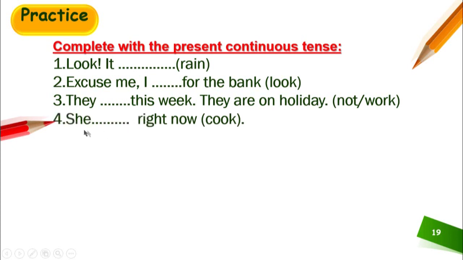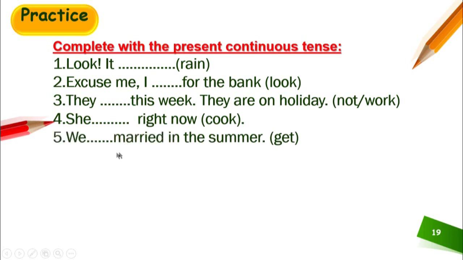Number four: see, right now. Cook. You have to correct the verb cook here. So what's your answer? Number five: we married in the summer. In the summer, okay? It's the near future, it's a plan, it's an arrangement. Do you remember that? So how can I correct this verb, get? Try to think carefully, and write down your answers, please.